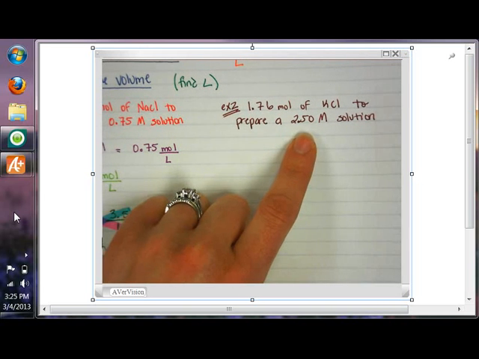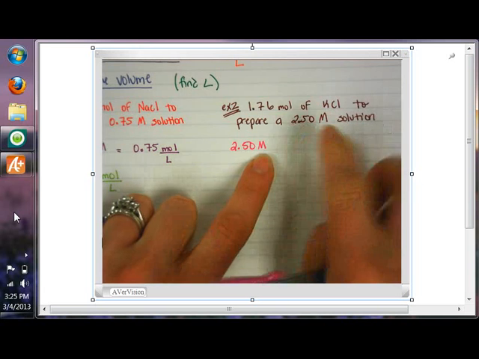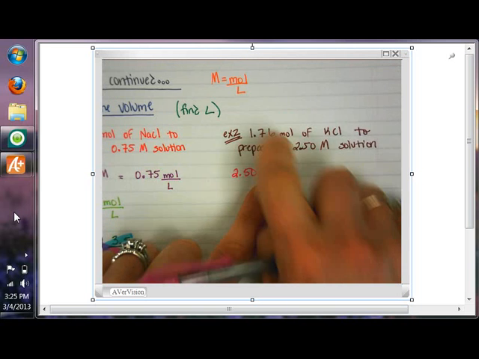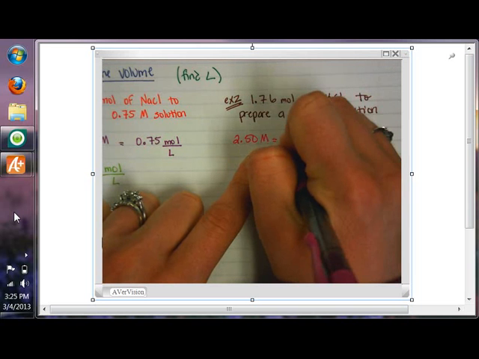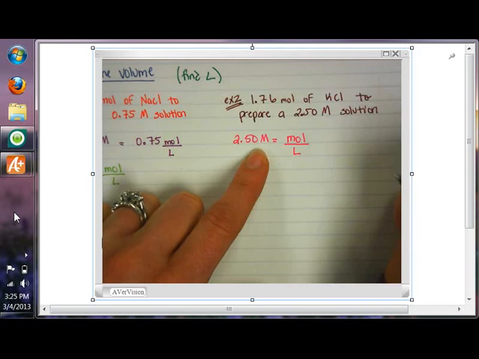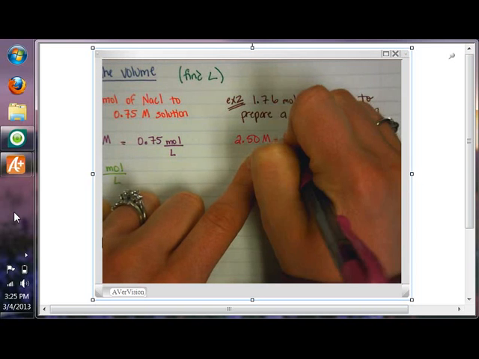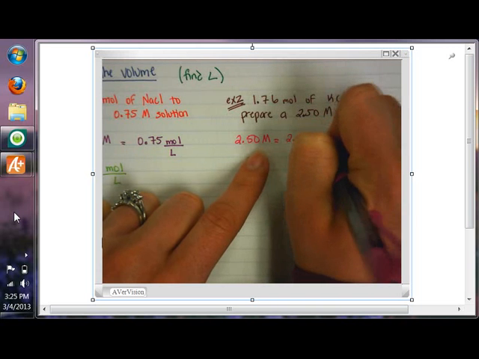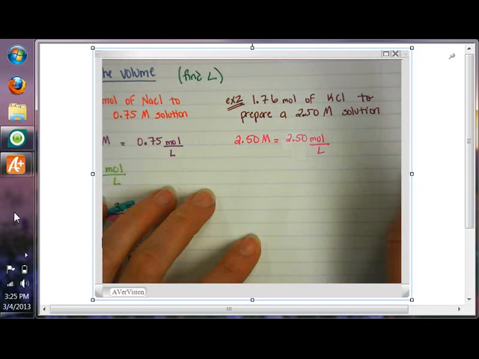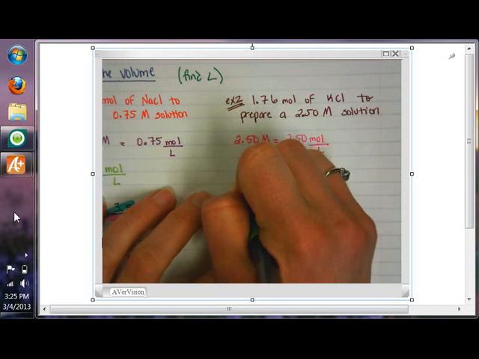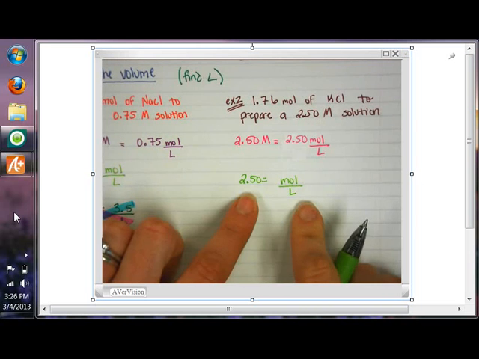So with these problems, you always start with the molarity. So we know that the molarity is 2.50 molar, big M. Now this big M actually means moles on top and liters on bottom. So I'm going to say 2.50 moles over liters. Moles on top, liters on bottom. So that's the same thing as saying 2.50 equals moles over liters.